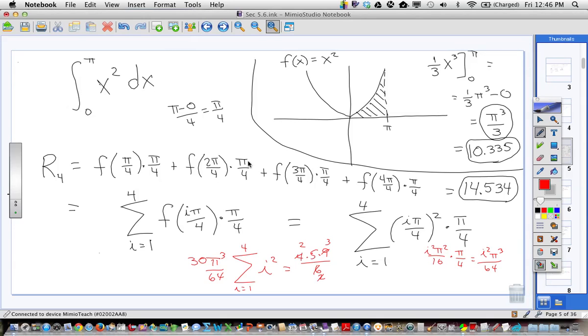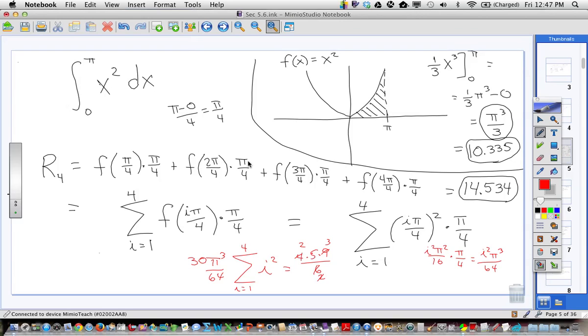What we said is, okay, let's do an approximation of that. Let's do 4 right rectangles. So we found out the width was pi fourths. We wrote out the sum. Why did I write the sum this way? We saw it as rectangles.